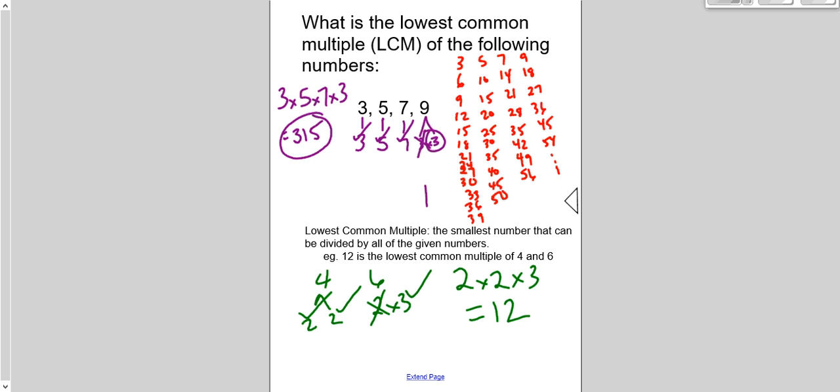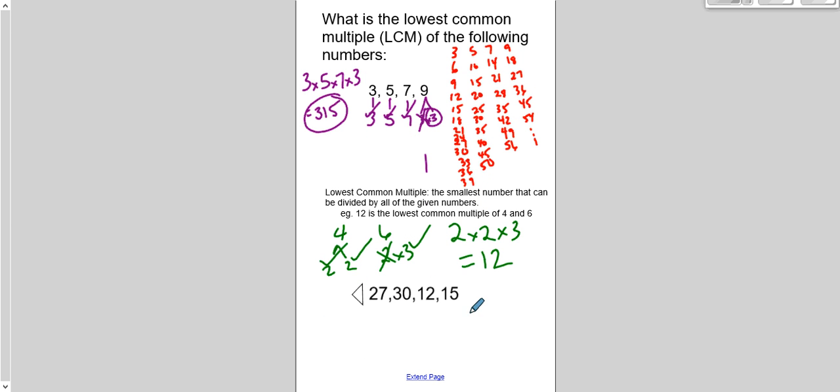Okay, so give this one a try. Sorry, it's not grabbing it. There we go. All right. So between 27, 30, 12, and 15, I want you to give it a try. See if you can find your lowest common multiple.